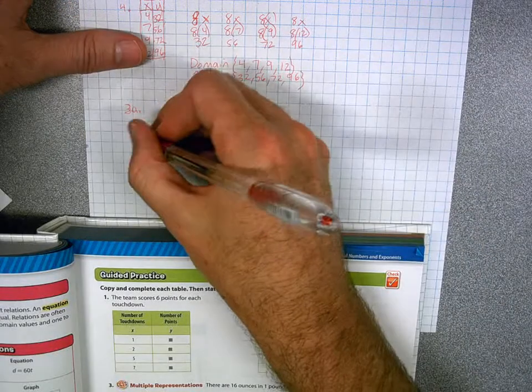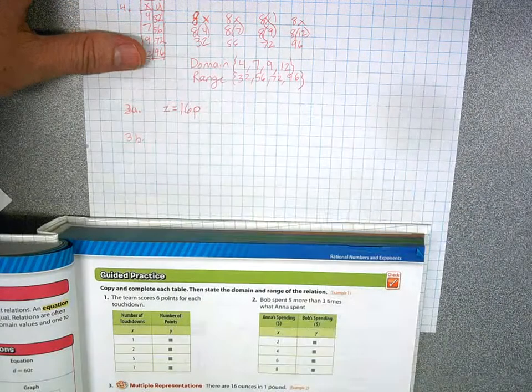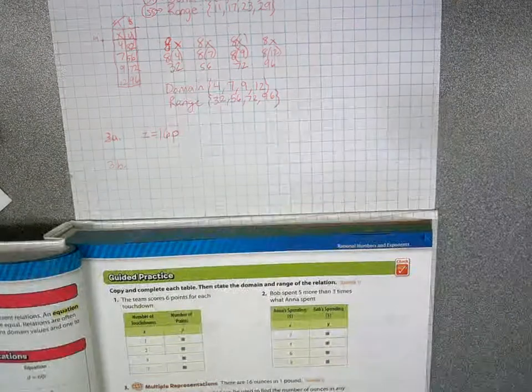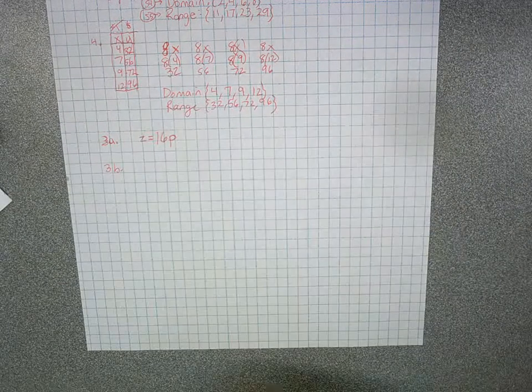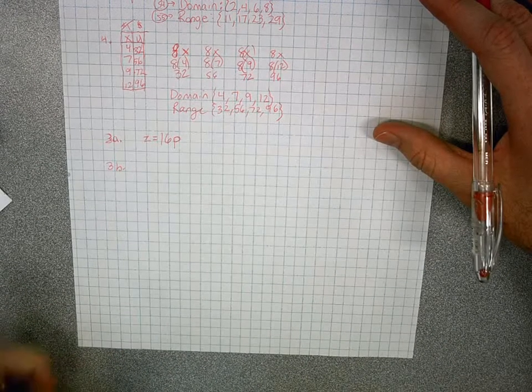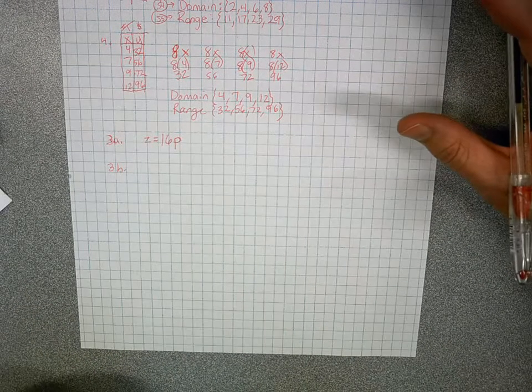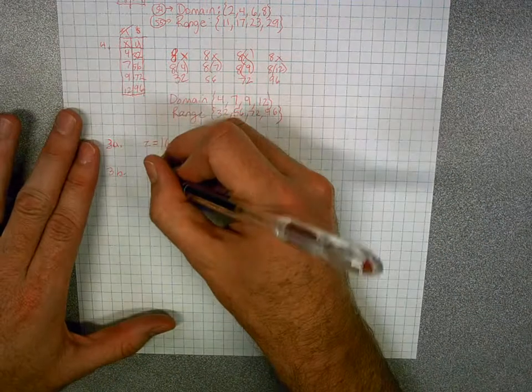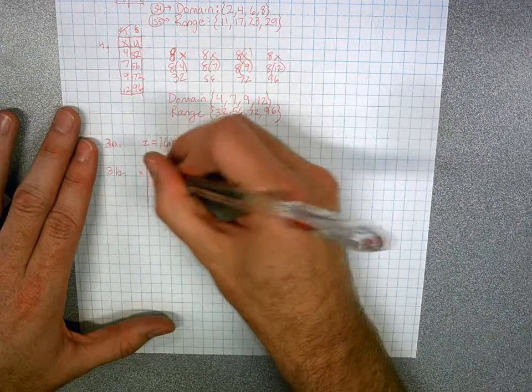Okay, 3B, it says make a table. I'm going to move the book to the side here. Hopefully you have your book in front of you. It says make a table to find the number of ounces in 5, 8, 11, and 13 pounds. All right, so here's what I'm going to do. I'm going to go ahead and build this X and Y chart, just like we did up here.